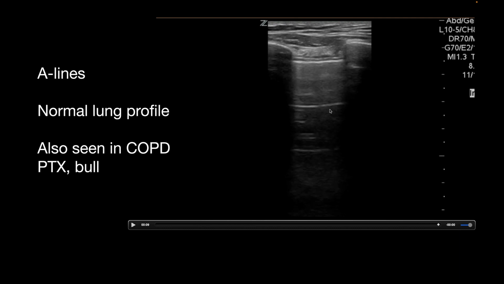They have to go all the way off the far field, and they should obliterate the A-lines. Remember, A-lines are usually a normal lung profile. However, you can see this in someone with asthma or COPD. A large pneumothorax would look like this, or if someone had a big bulla, this would look exactly the same. It's just telling you that there is a nice, crisp, clean pleura-air interface, and you don't know if that air is in the lung or outside the lung.